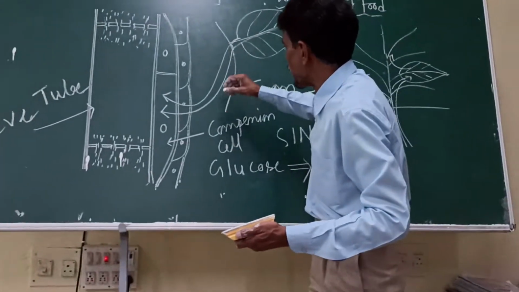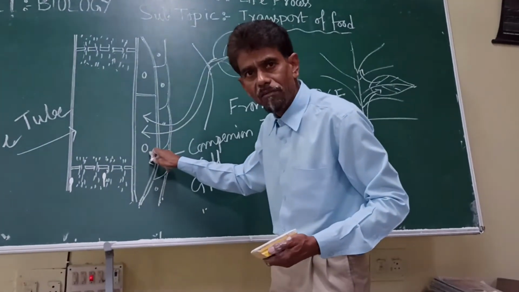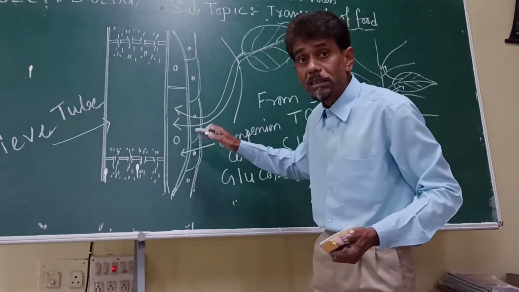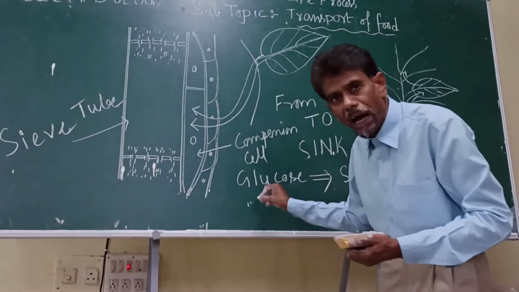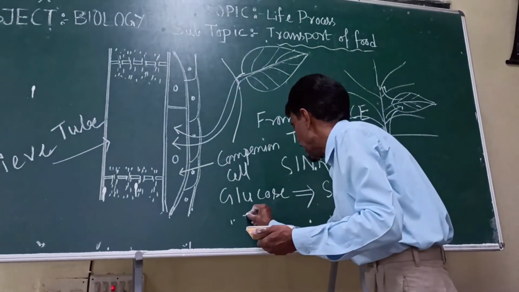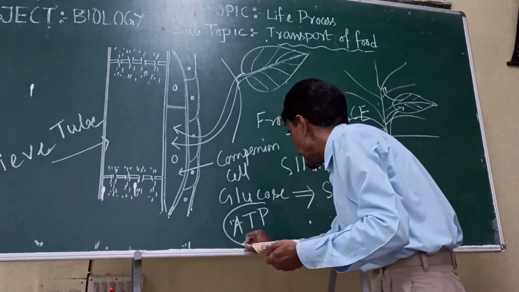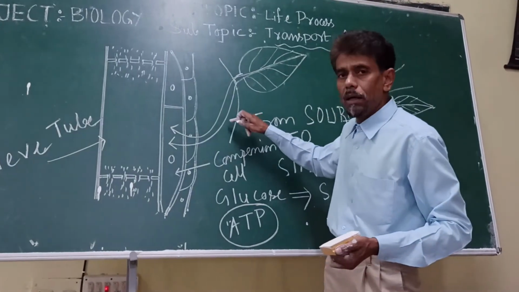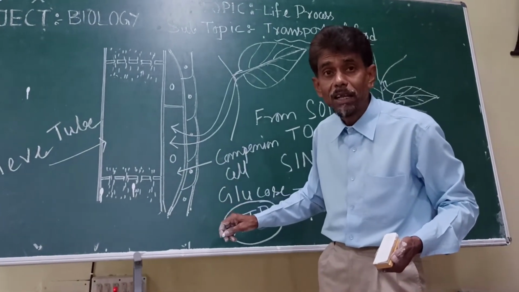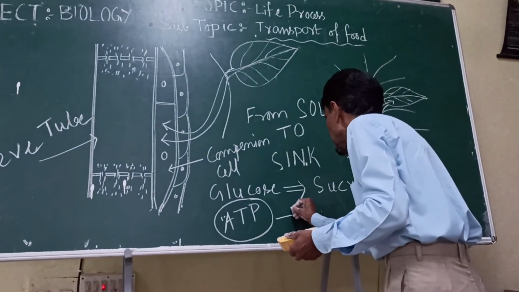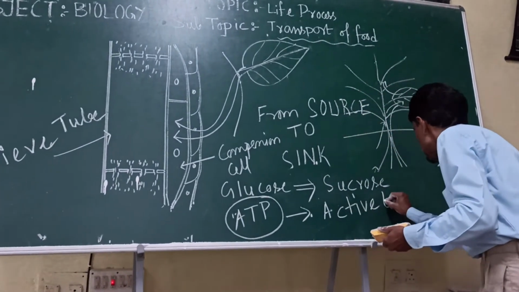So the food so prepared is actively loaded to the companion cell first. For this active loading, it has to utilize energy, and that energy will be supplied by ATP. By the expenditure of ATP, the food will be loaded here. That means by active transport, by the mode of active transport.